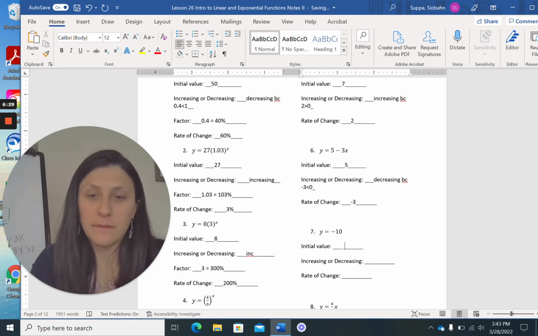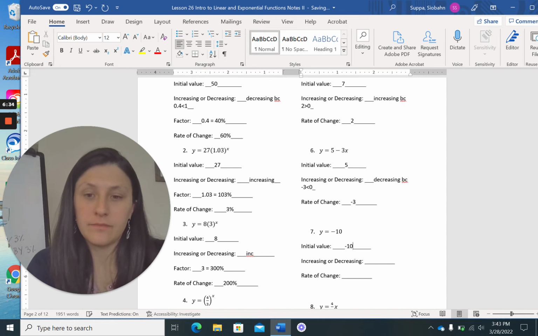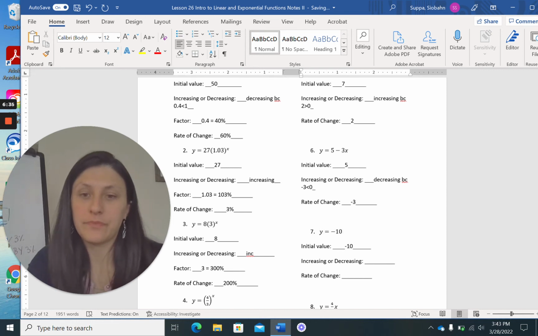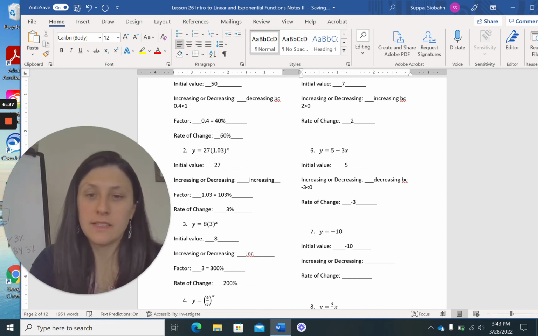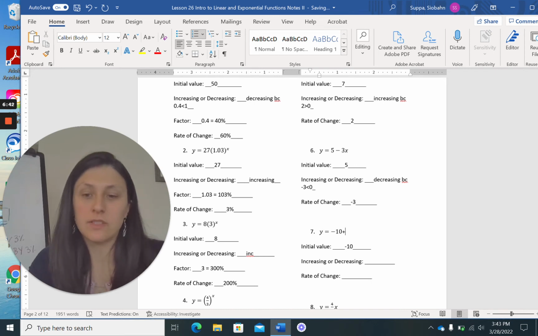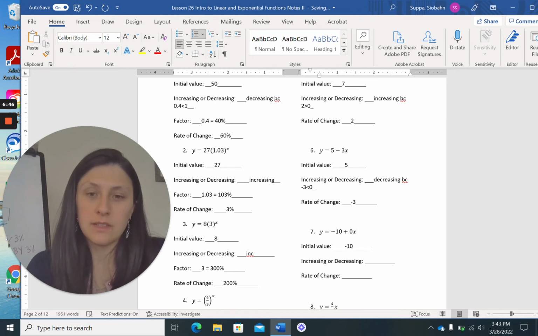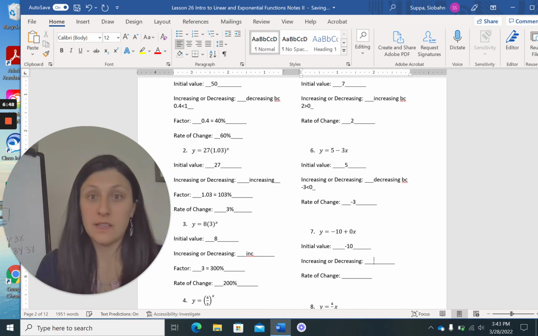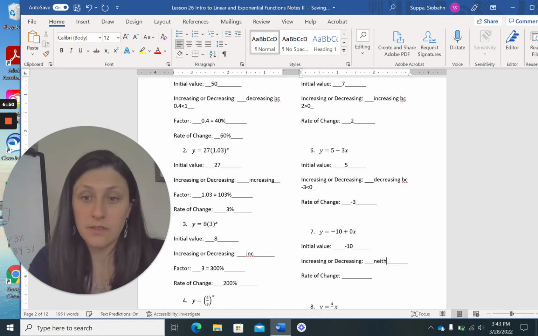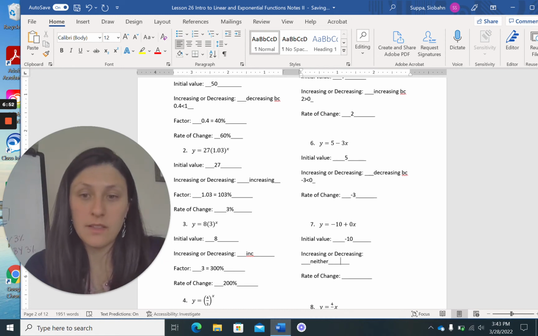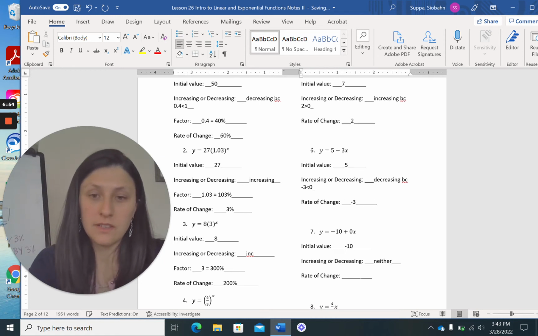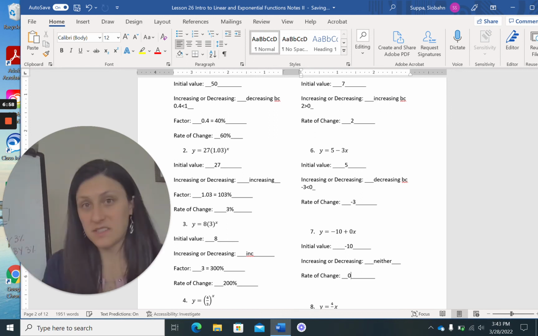And then for number 7, the initial value is -10. This function is not increasing or decreasing because I don't see a slope here. So if you want, you could adjust this to say plus 0x. That way you can see the slope. So the slope is 0. So that means this is neither increasing or decreasing. And the rate of change is 0 because the function is not going up or down.